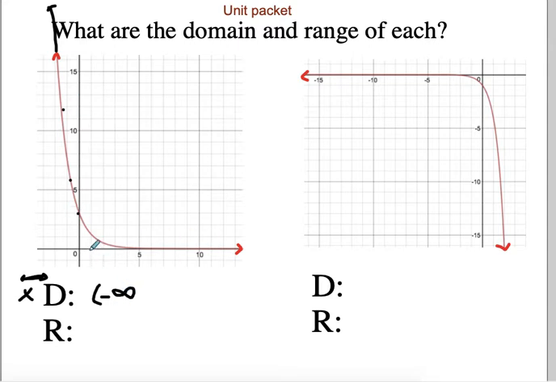And then how far to the right do I go? And I can go all the way. The arrow means it's going to keep going forever and ever. So this is negative infinity, positive infinity. You can also say all real numbers. That's fine with me. Otherwise, the funky R symbol, that's cool too. But the range here, this is where it gets different.